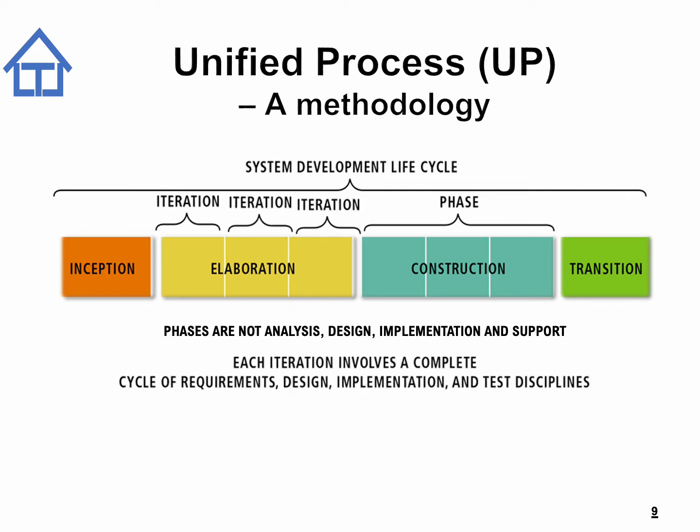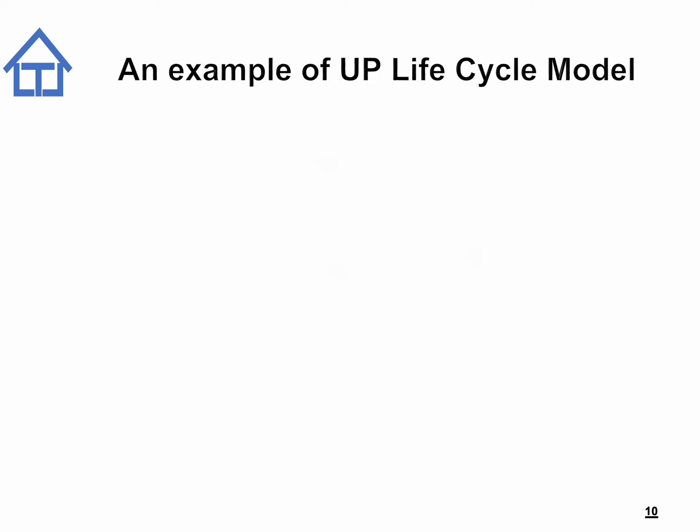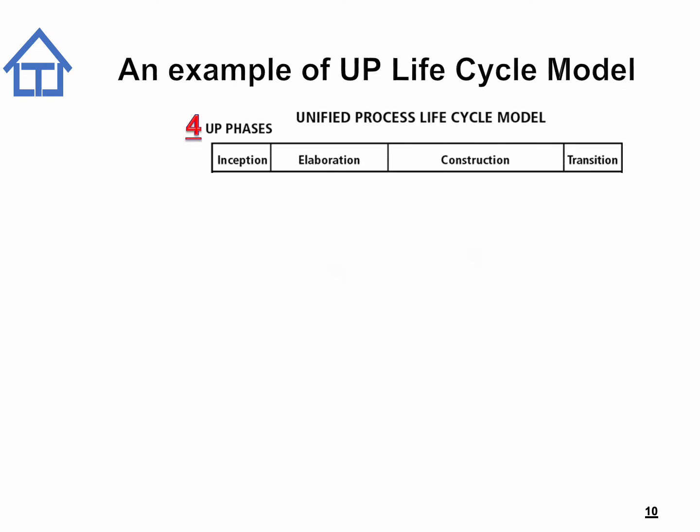And each iteration involves a complete cycle of numerous disciplines such as the requirement, design, implementation, and test discipline. Let's look at an example of a project adopting the UP lifecycle model. As mentioned in the previous slides, there are four phases: inception, elaboration, construction, and transition. And in each phase, there can be one or more iterations.